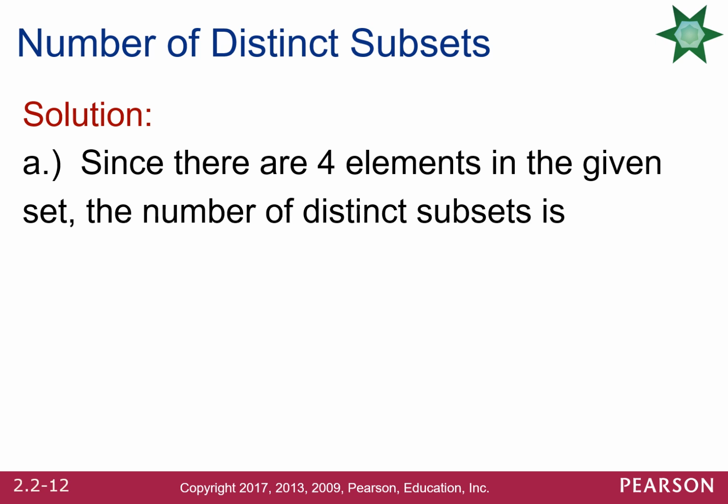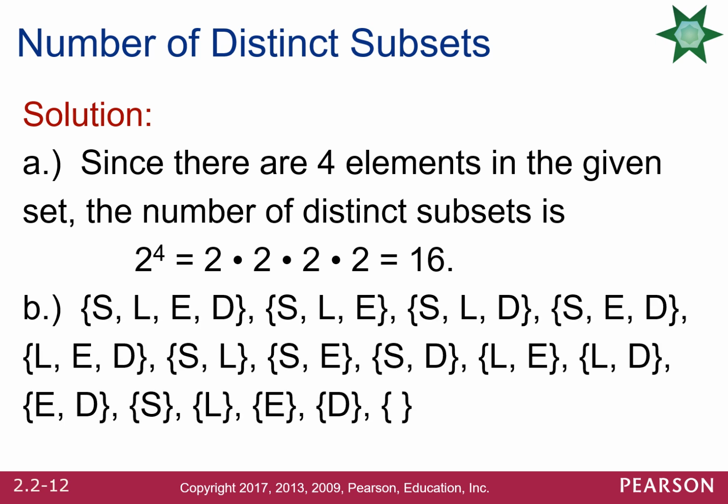So for part A, since there are 4 elements in the given set, the number of distinct subsets is 2 to the power 4, right? 2 to the power n was our formula. So we replaced the n with a 4 and we multiplied 4 2s. So 2 times 2 times 2 times 2 is 16, and that's exactly what we got for an answer as well. For the second part of it, here are all the different subsets that can be created out of the initial set. The first one is SLED.